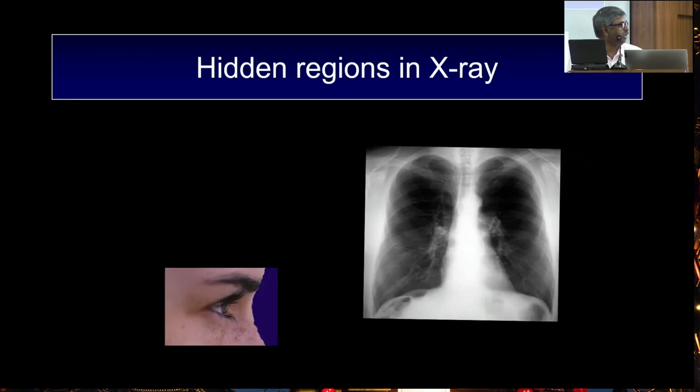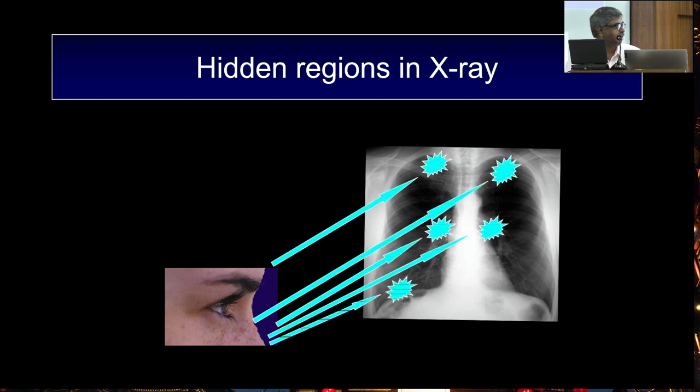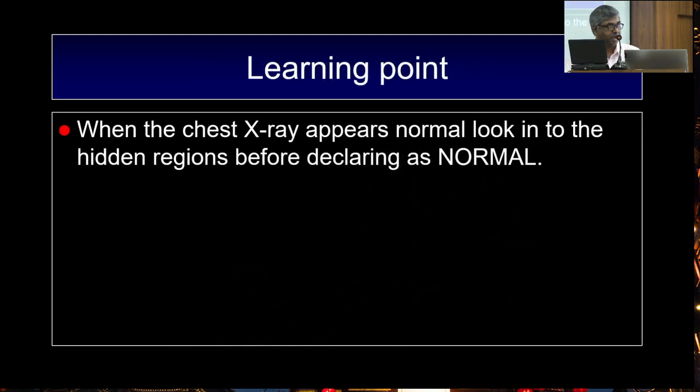So the learning point is, whenever you get an apparently normal x-ray, look into the supraclavicular region, it's a hidden area. Look into the hilar region, again a hidden area. Look into the diaphragm and the retrocardiac region. These are the areas where lesions hide and mislead you, the so-called sanctuary or hidden areas in chest x-ray. So the learning point I learned is, when an x-ray appears normal, look into the hidden regions before declaring it normal.